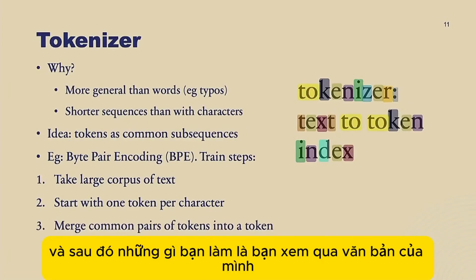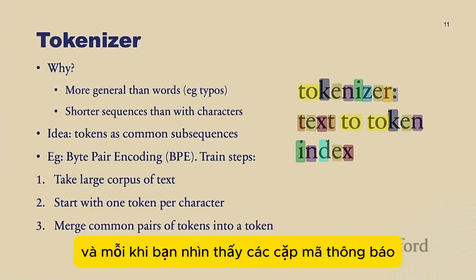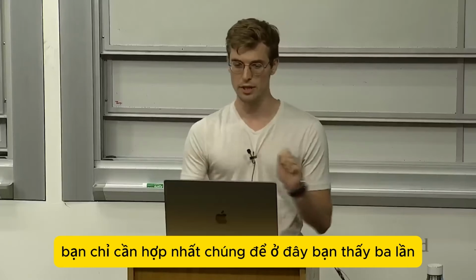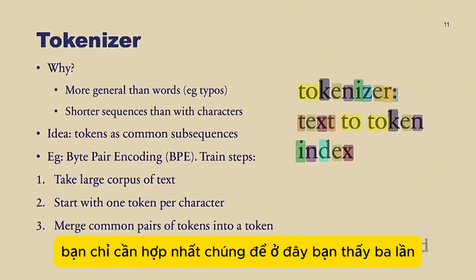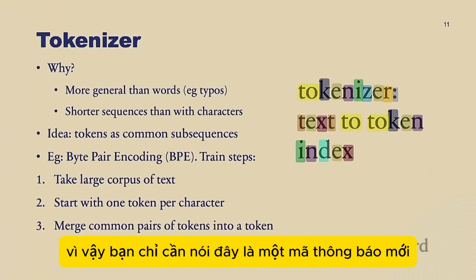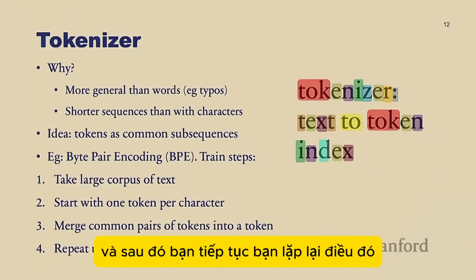And then what you do is you go through your text, and every time you see pairs of tokens that are very common, the most common pair of tokens, you just merge them. So here you see 3 times the tokens T and O next to each other, so you're just going to say this is a new token. And then you continue, you repeat that.